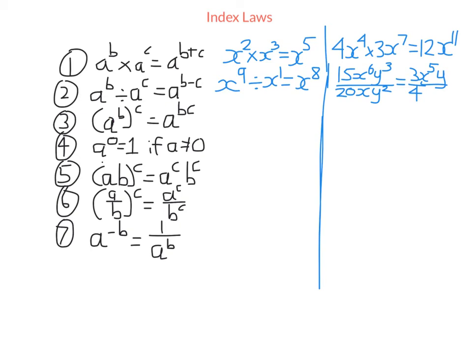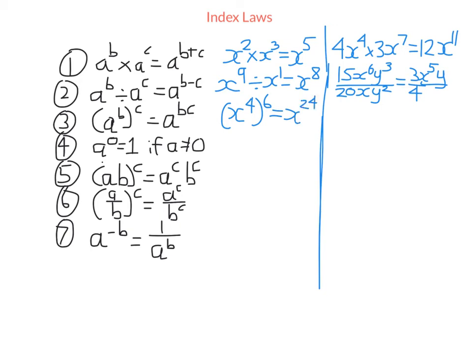So this rule here says, if you raise a power to another power, you keep the same base and multiply the powers. So if I have something like x to the power of 4 to the power of 6, I'm going to keep the same base and multiply the powers.